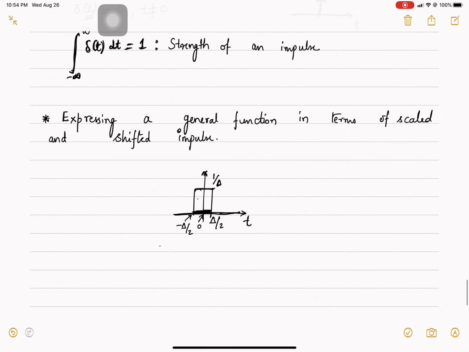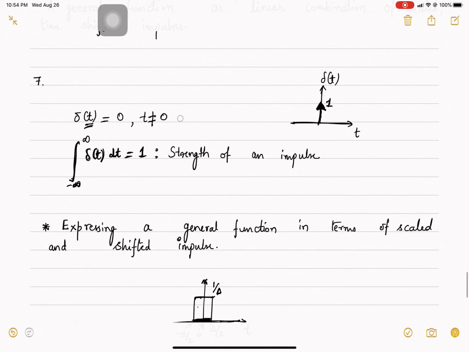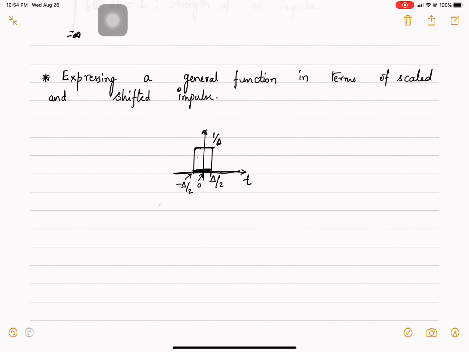Now we'll see the area. Since it is a rectangle, length into breadth will give you the area. The width is delta by 2 minus of minus delta by 2, which is delta, and the height is 1 by delta. So if you take the product, the area is equal to 1, but it doesn't satisfy the above condition. This condition is not satisfied because it exists for t not equal to 0 also, so this function has a value when t is not equal to 0 also.